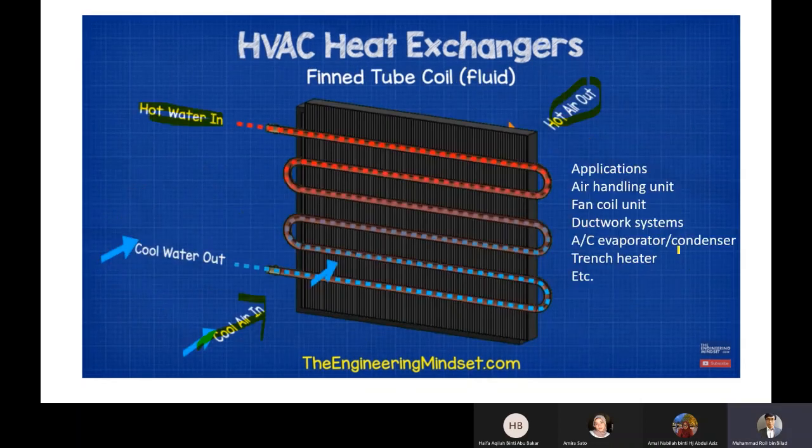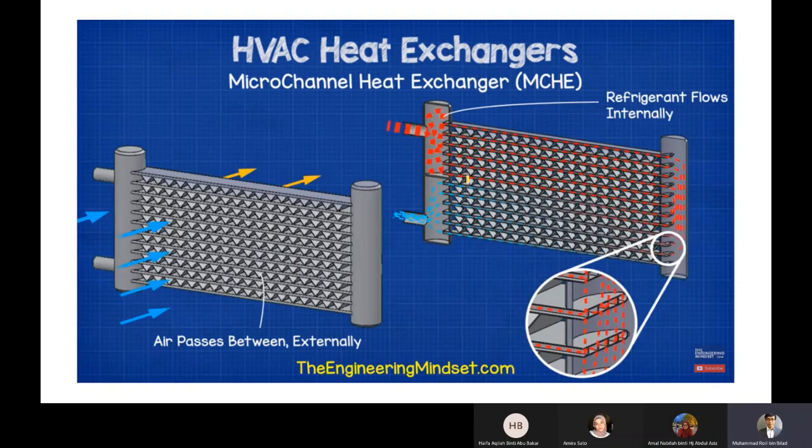Okay, this one is with a coil. You have a coil and then you have fins. Basically, the fins are there to increase the heat transfer area. I will discuss that later on. And we have a different type, called the microchannel heat exchanger. The microchannel helps to enhance mixing, enhance contact of the air and the coil.